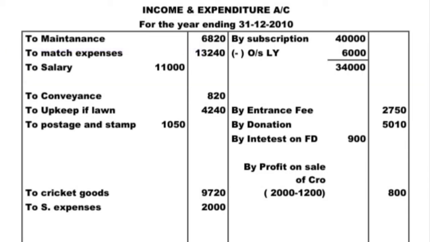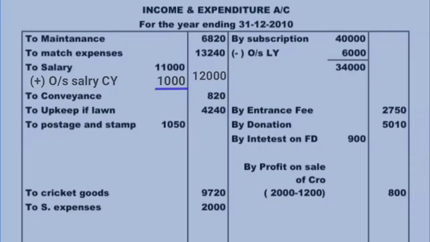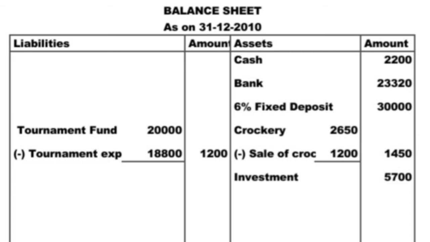So 1,000 is outstanding. This 1,000 is the current year outstanding, right? So this outstanding salary we can add to this salary 11,000. So the total amount would be 12,000 in the outer column. And outstanding expense is a liability. So here outstanding salary is a liability. We need to write it in the current year balance sheet: outstanding salary rupees 1,000.